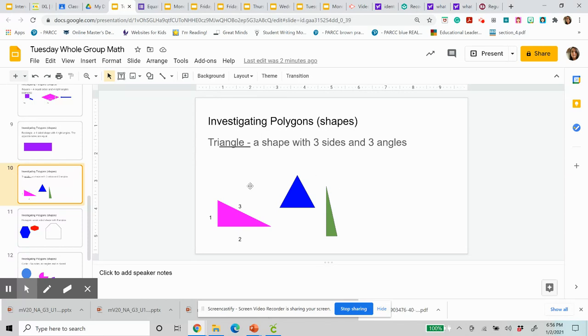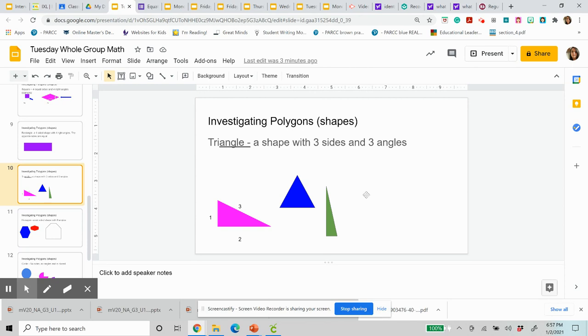They have names for different kinds of triangles. Again, we're not getting into that today or right now. For right now, we just need to know that a regular triangle has three sides and three angles. So this is a triangle, 1, 2, 3. This is a triangle, 1, 2, 3. And this is a triangle, 1, 2, 3.